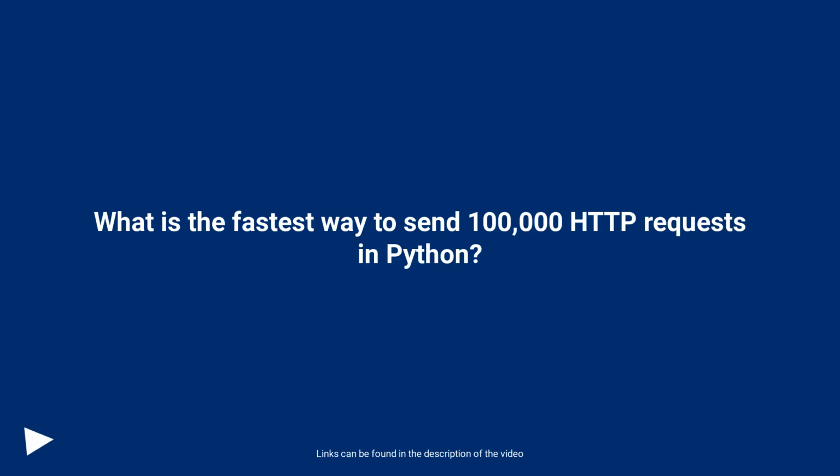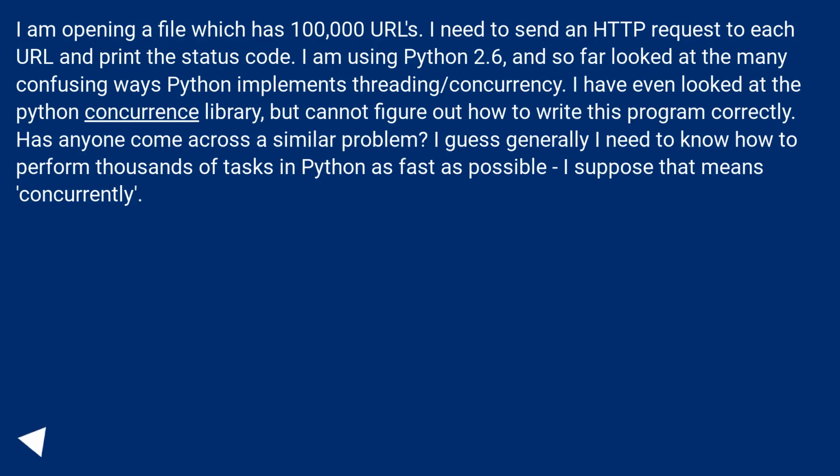What is the fastest way to send 100,000 HTTP requests in Python? I am opening a file which has 100,000 URLs. I need to send an HTTP request to each URL and print the status code.